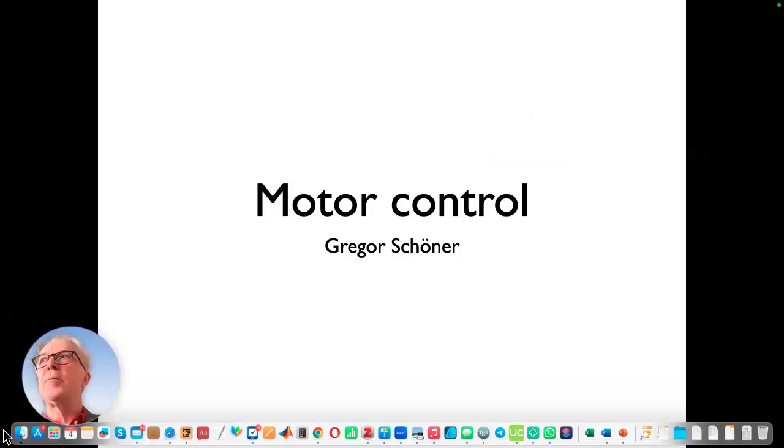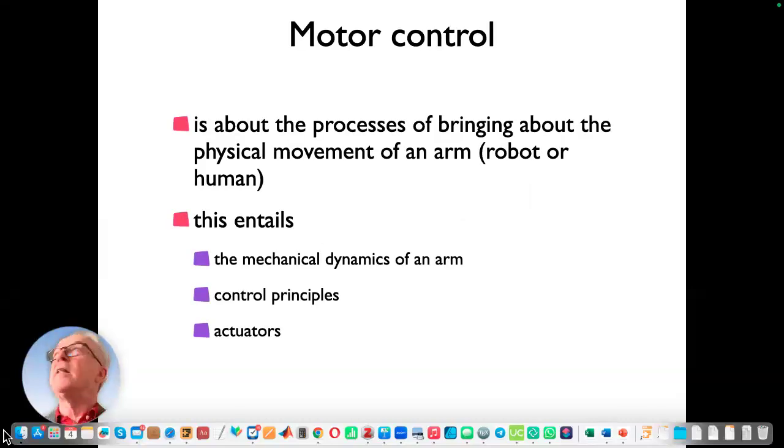This is a lecture about what I call here motor control, which is really the physical, mechanical dynamics of these kinds of actuators, of arms, and their control. How to make them do the movement we want them to do. The term motor control is used in the human movement community, interestingly. It's not so commonly used in engineering, really.